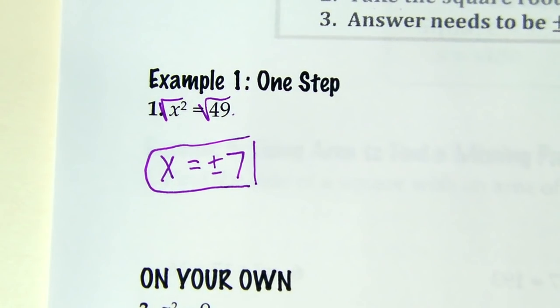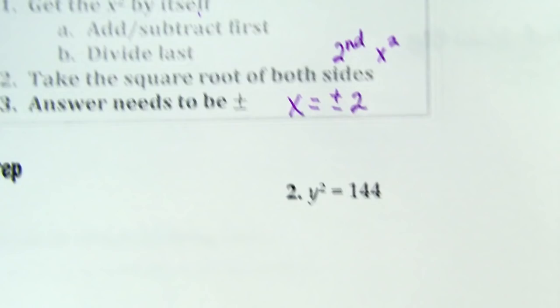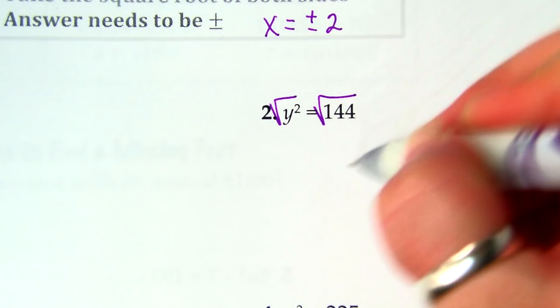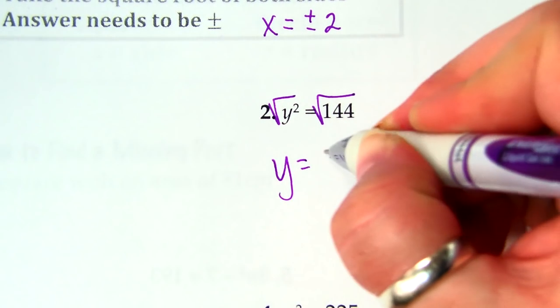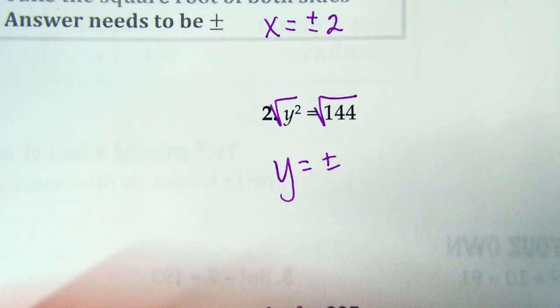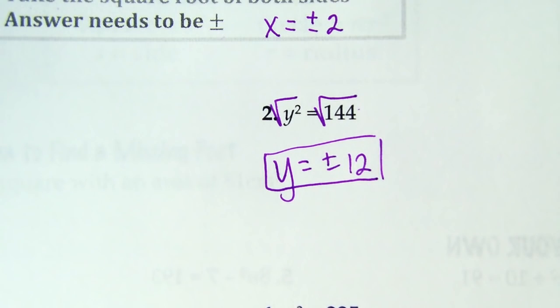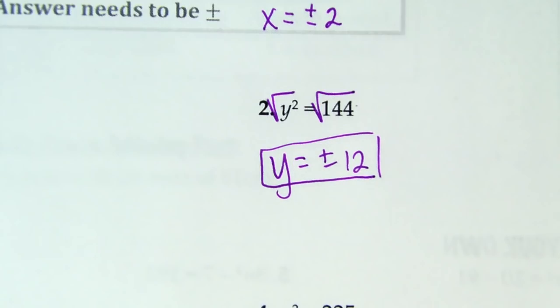Number 2, same thing. Take the square root of both sides. So you get y equals positive and negative, always. Square root of 144 is 12. And that's all on number 2. You'll have a couple of those to practice after the video. We're going to move on to example 2.